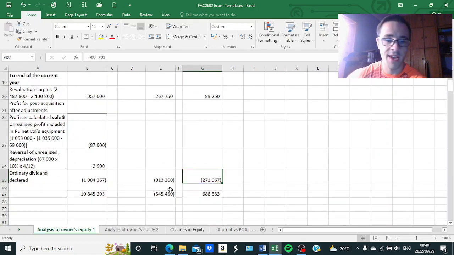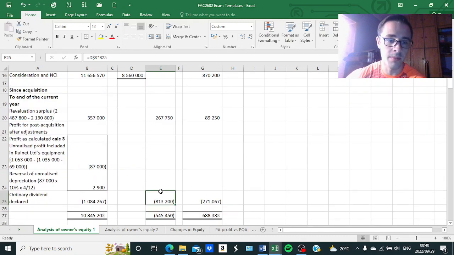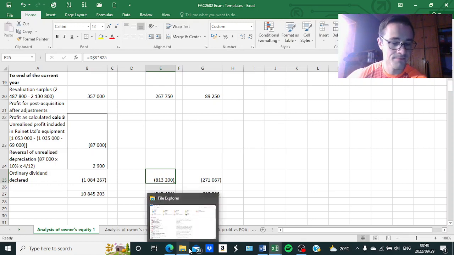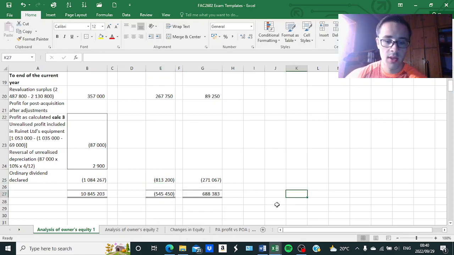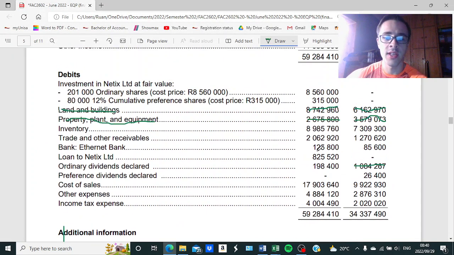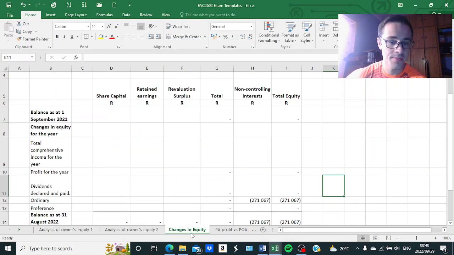And keep in mind that we have eliminated the intra-group dividends, the dividends paid to the parent, because the group cannot pay dividends to itself. So that was the ordinary dividends, and the amount paid by the parent needs to be included in full in your consolidated statement of changes in equity. So the 198,400 will be shown here.